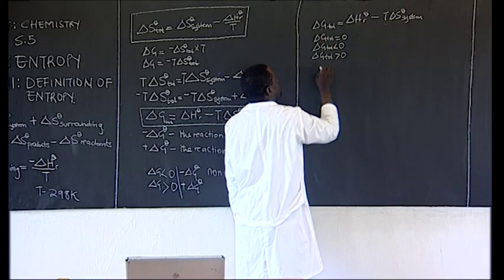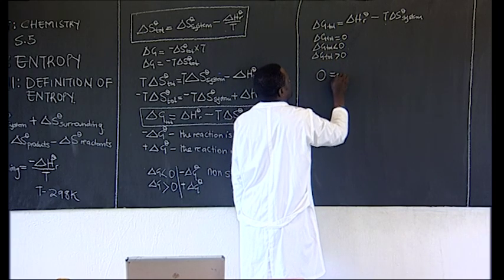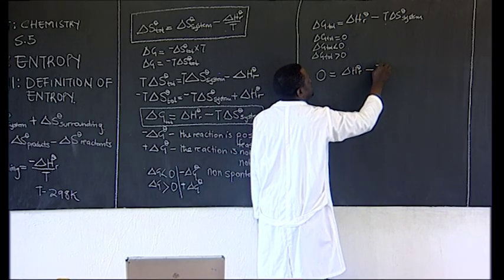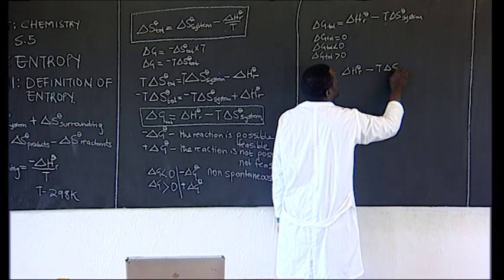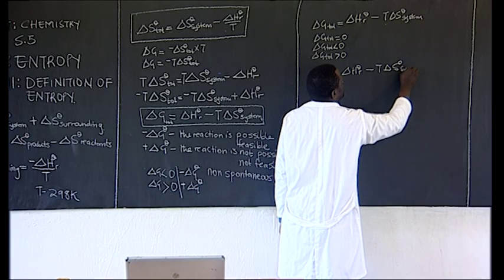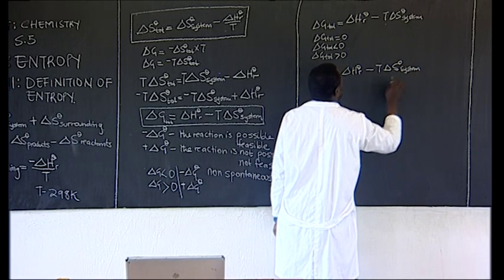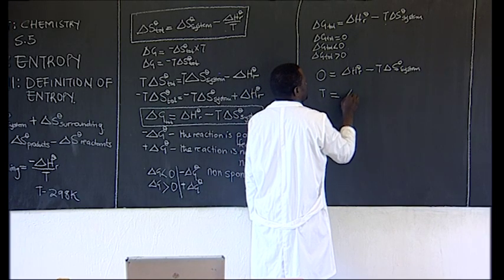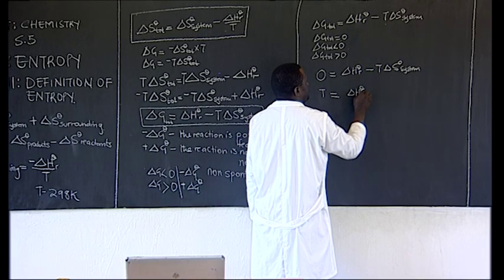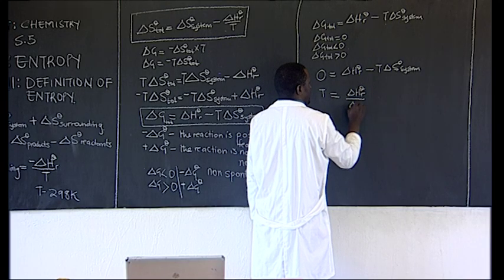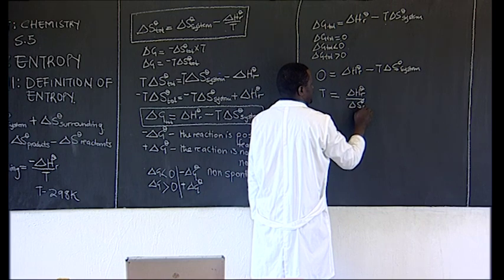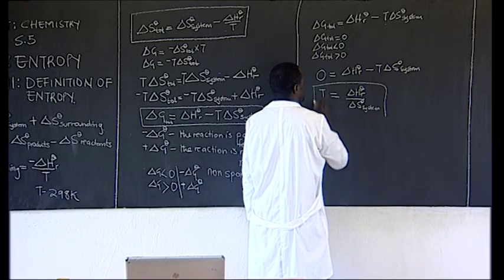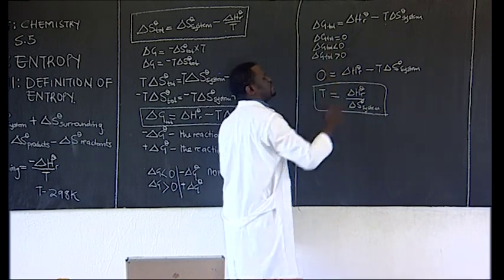So where we have this one, you're going to put 0, then we shall have delta H minus T delta H system. I've remained writing this system. So we say our T will be equal to this one over this one, system. So we can use this expression when you are determining the temperature at which the reaction is possible.